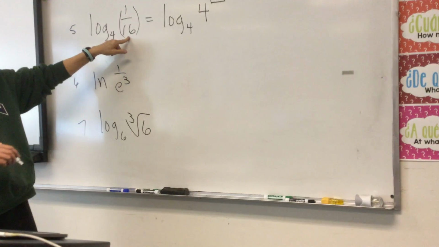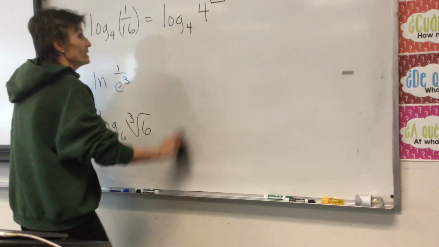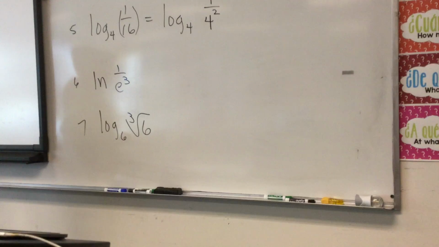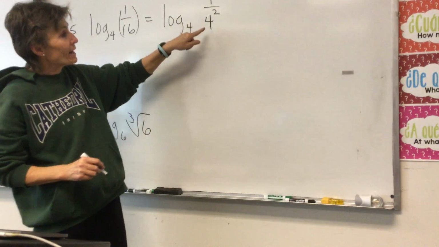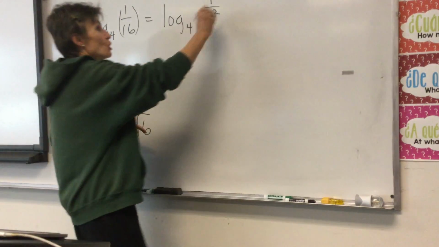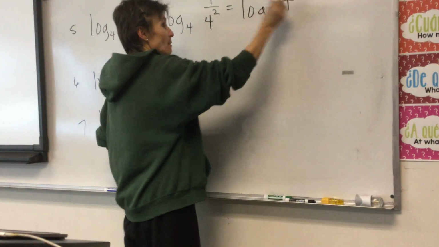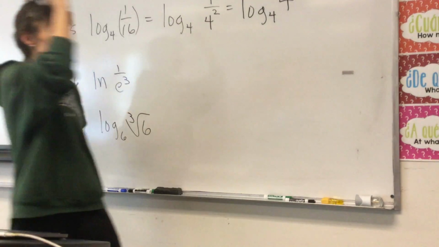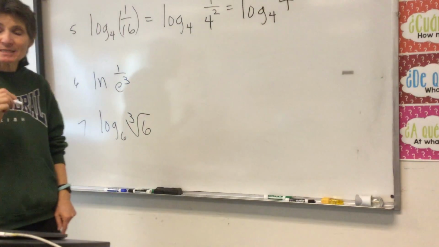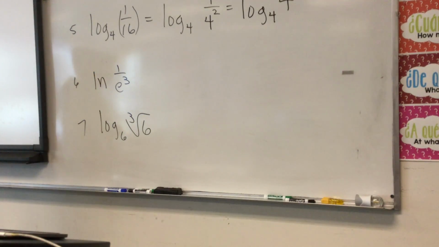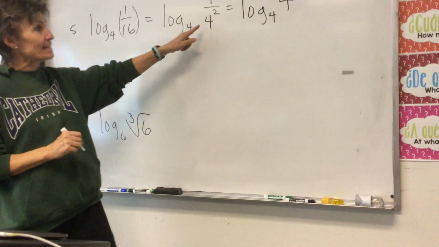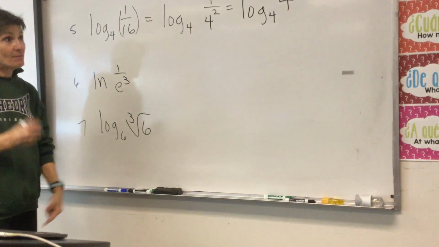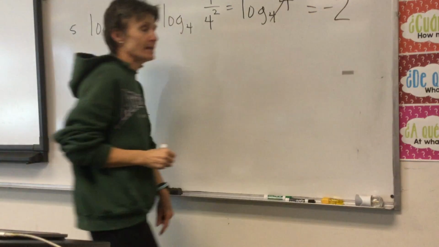Well, certainly 16, you all know that 16 is 4 squared. But that 4 squared is in the bottom. So if I need to bring it up, so that it's a plain 4, what power would that be? -2. Yes. We're doing backwards what we just did to practice for our quiz. We're changing 1/16 into 1/4 squared, which is 4 to the -2. And then you can see that the answer to the problem is -2.